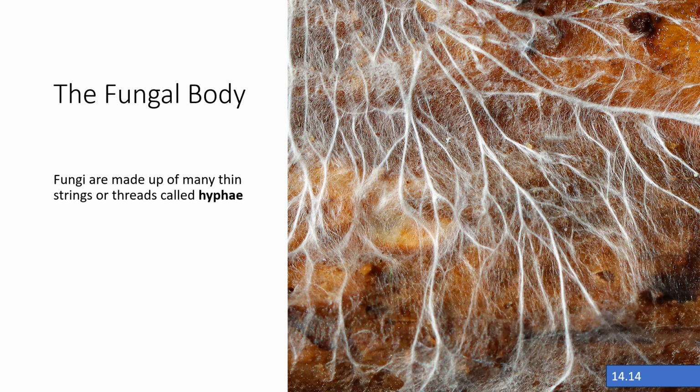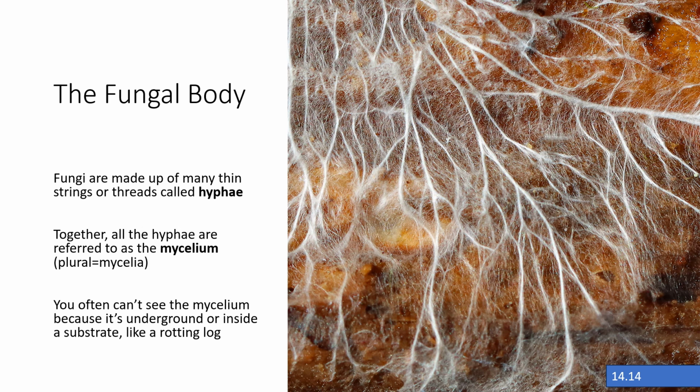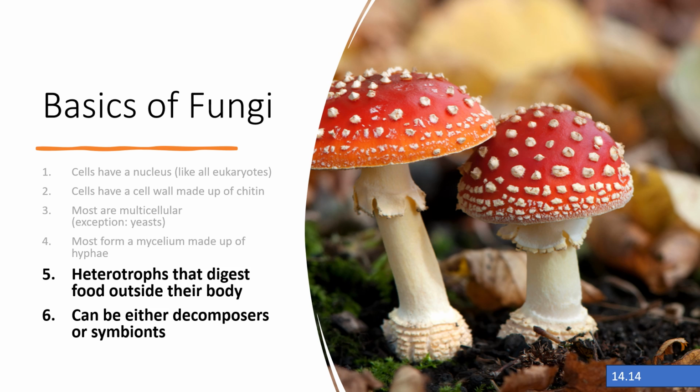So this main part of the fungus's body, which again you might not even see unless you dig it up, is a network of filaments called hyphae. All the hyphae together make up the mycelium. So again, we mentioned that fungi are not photosynthetic like plants. Their cells don't have chloroplasts. Instead, they're heterotrophs like animals.